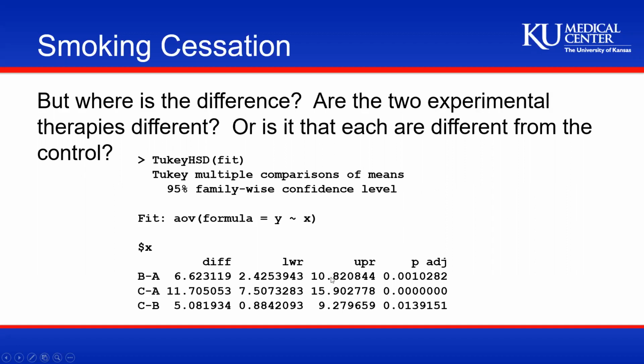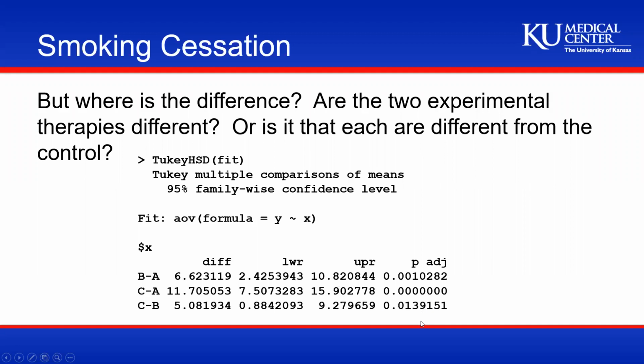There's no 0, which tells me that there is statistical evidence that the average for A is different from the average for B, because 0 is not in the interval. 7 to 15, 0 is not in that interval. 0.8 to 9.27, it's getting close, but it's still above 0. And that's reflected in the p-values, right? This is kind of close to 0, so the risk of it being a false positive finding is about 1%. These others have p-values that are very strong, less than 0.